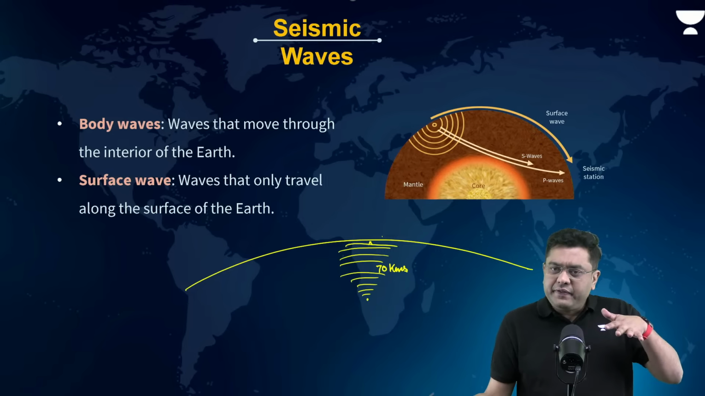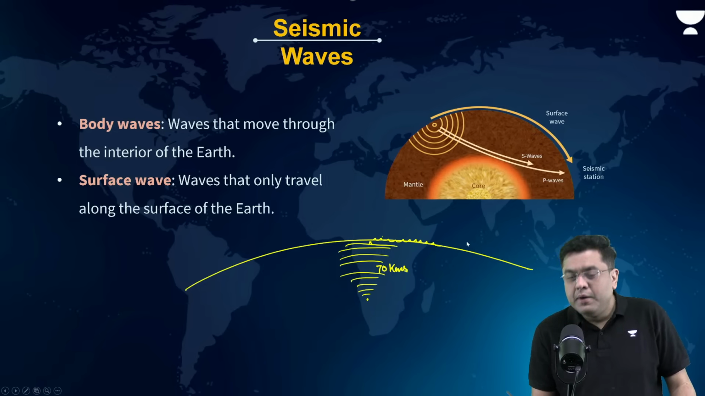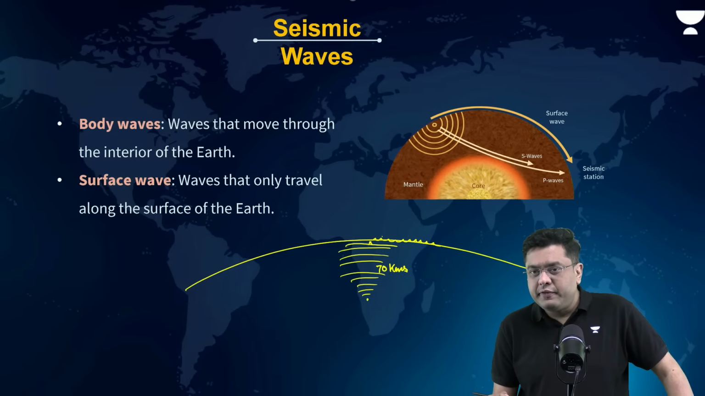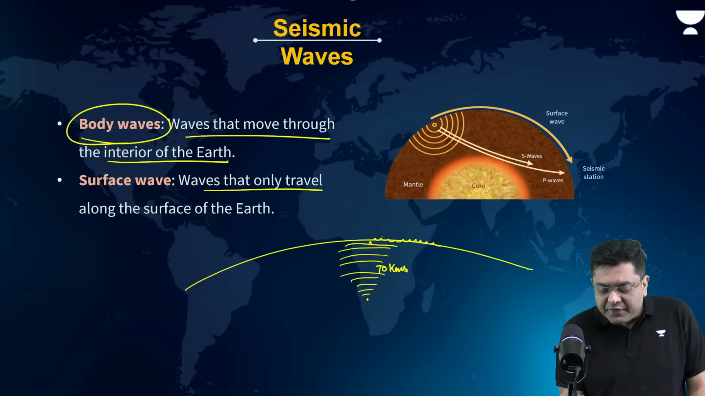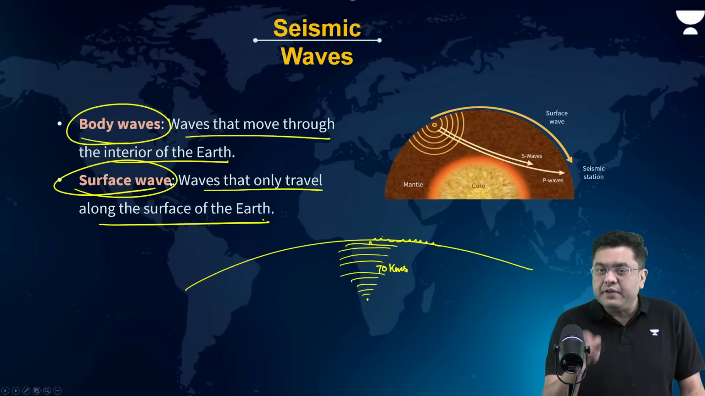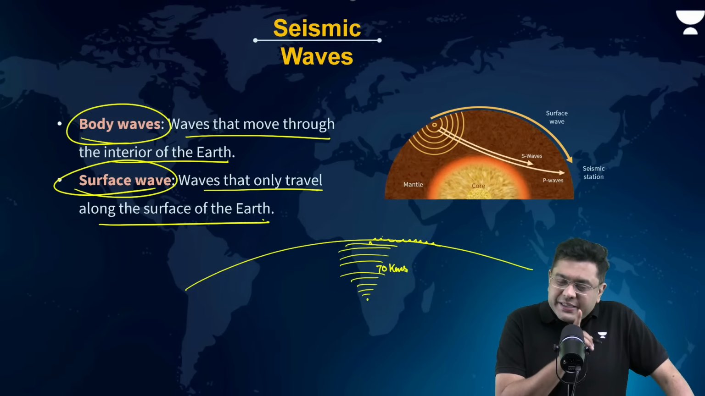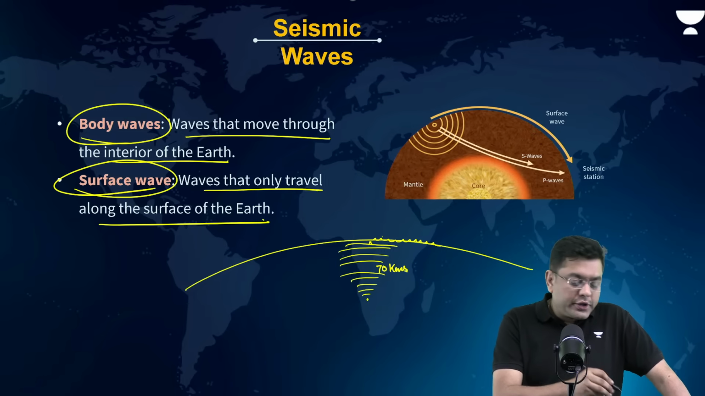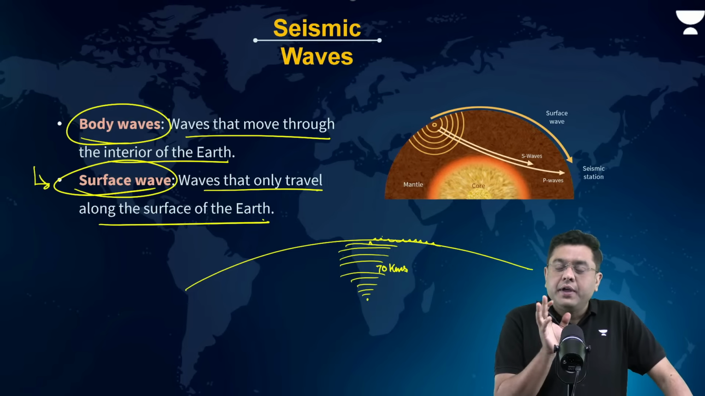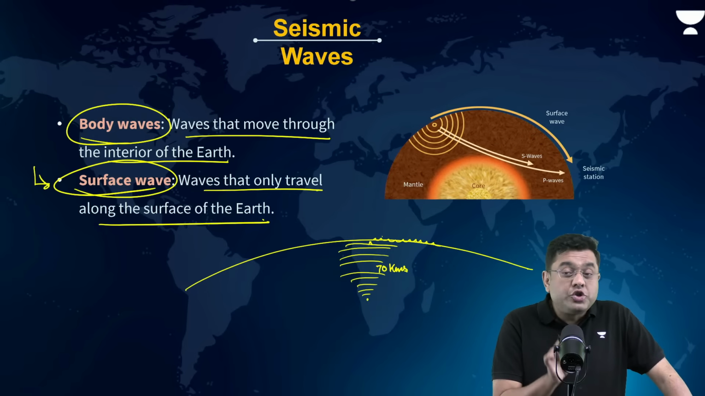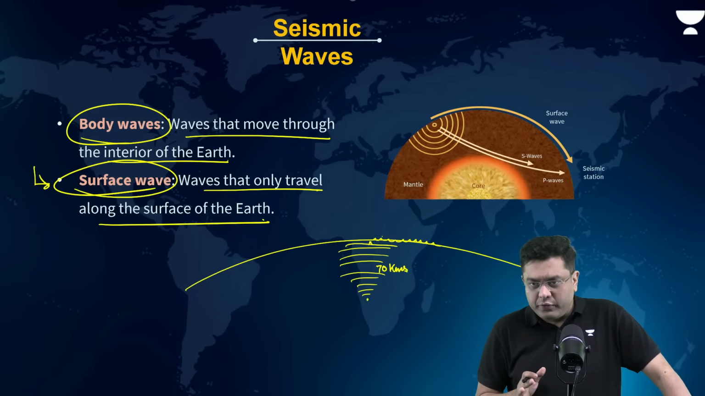Once they hit the surface, the surface will start to shake. So, that is your surface wave. So, waves that move through the interior of Earth are body waves. Waves that only travel along the surface are surface waves. But more destruction is always caused by the surface waves. Always. Surface waves are going to create a much greater amount of destruction. Why? I will tell you that also.